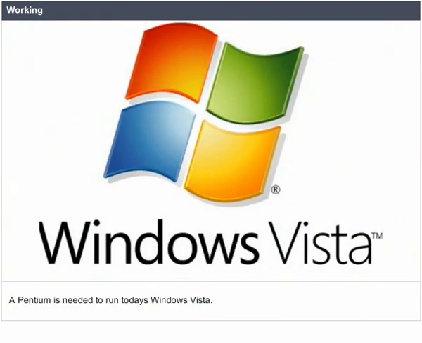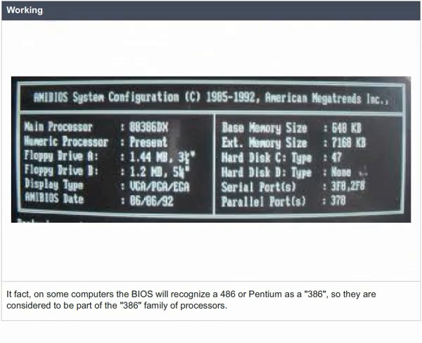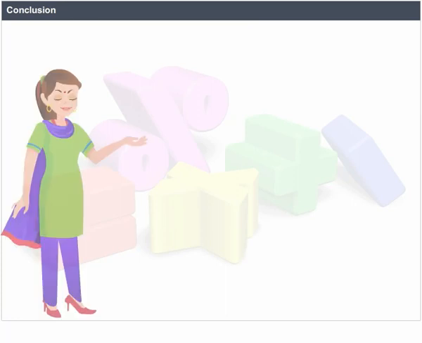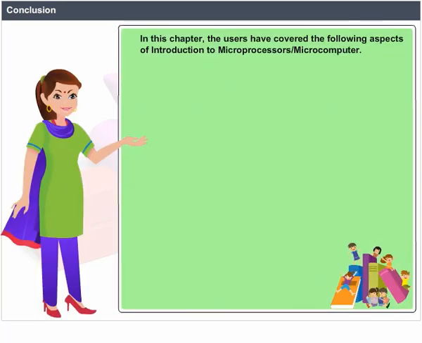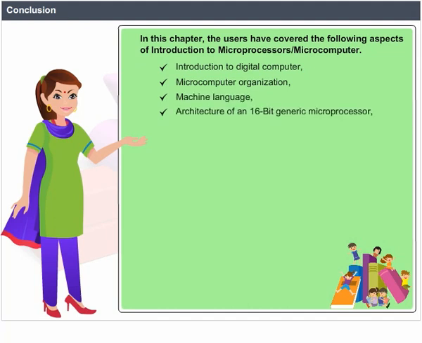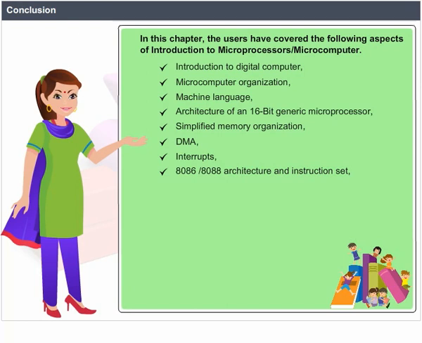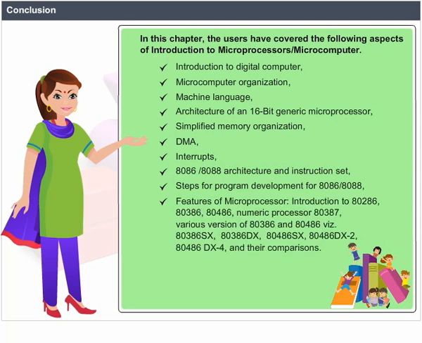Conclusion. In this chapter, the users have covered the following aspects of introduction to microprocessors and microcomputers: introduction to digital computer, microcomputer organization, machine language, architecture of a 16-bit generic microprocessor, simplified memory organization, DMA, interrupts, 8086-8088 architecture and instruction set, steps for program development for 8086-8088, features of microprocessor, introduction to 80286, 80386, 80486, numeric processor 80387, various versions of 80386 and 80486, like 80386SX, 80386DX, 80486SX, 80486DX2, 80486DX4, and their comparisons.